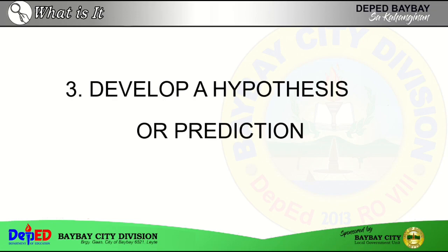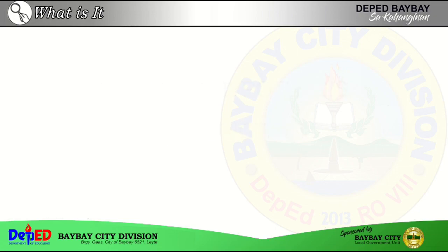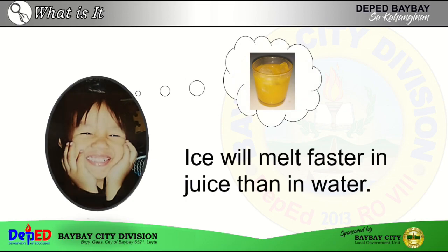Then the third step is develop a hypothesis or prediction. For example, the student thinks that ice will melt faster in juice than it will in water. Maybe he just wants to get a drink of juice out of it. So, the hypothesis is the ice will melt faster in juice than in water.